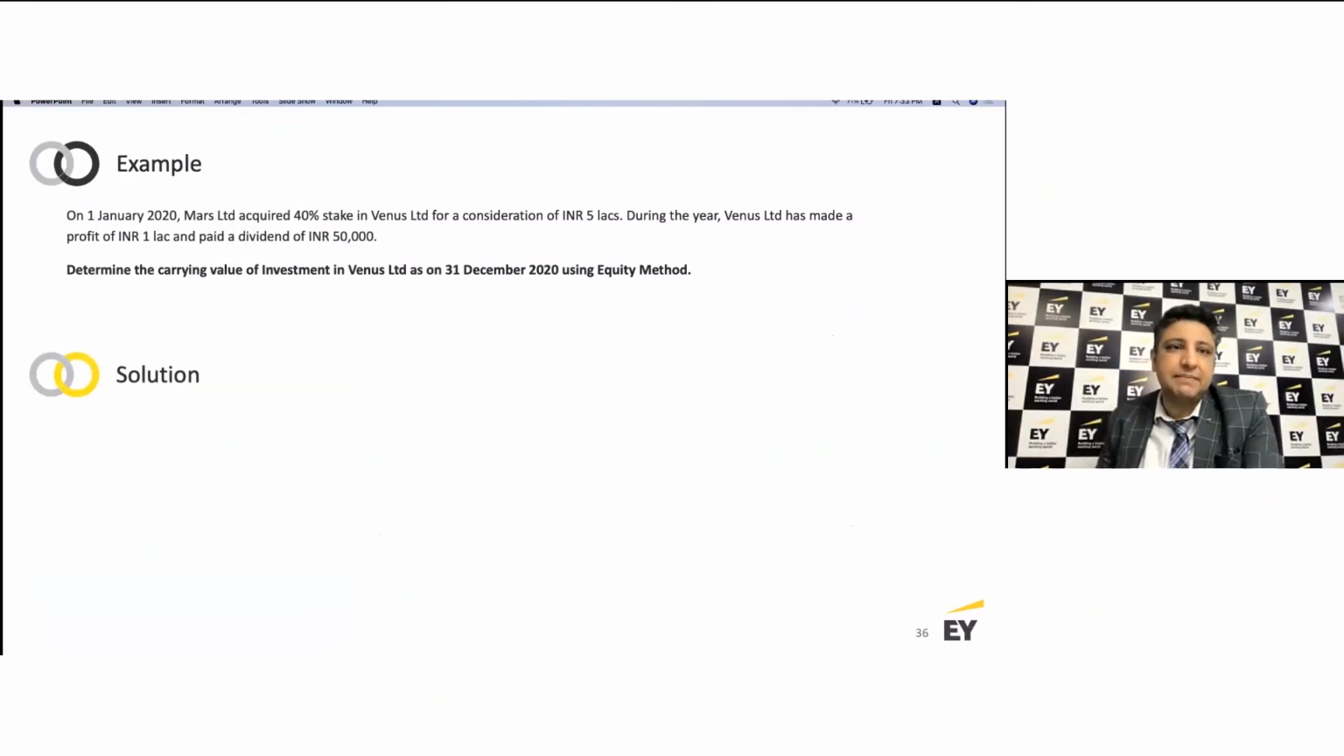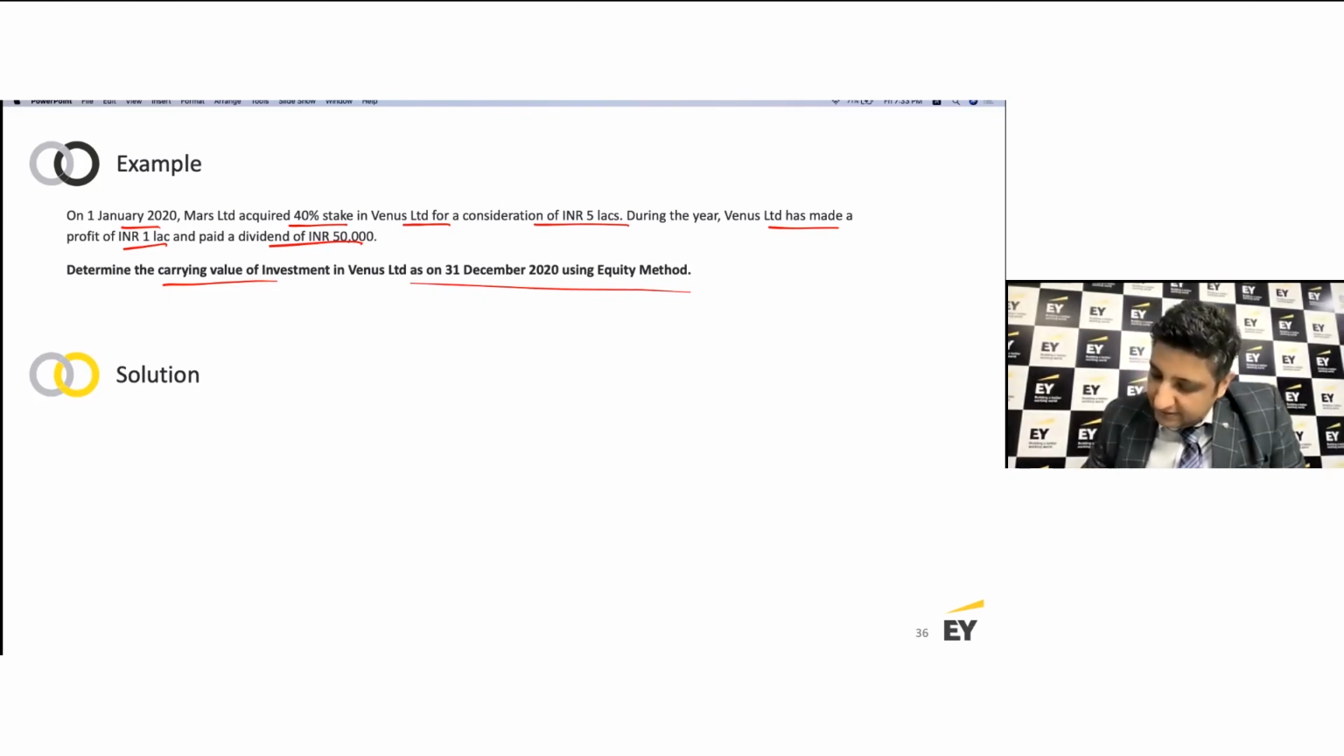This is another example. It says that on 1st of January 20, Mars Limited acquired a 40% stake in Venus for a consideration of 5 lakh rupees. And during the year, Venus made a profit of 1 lakh and paid a dividend of 50,000 rupees. The question is to determine the carrying value of the investment on 31st of March 20 using the equity method. Okay, now this should be very straightforward. We have done these kinds of questions already.